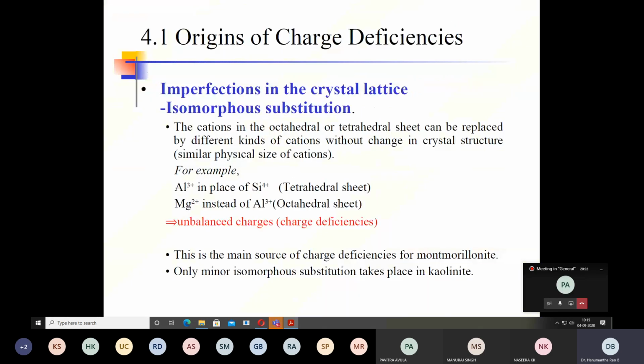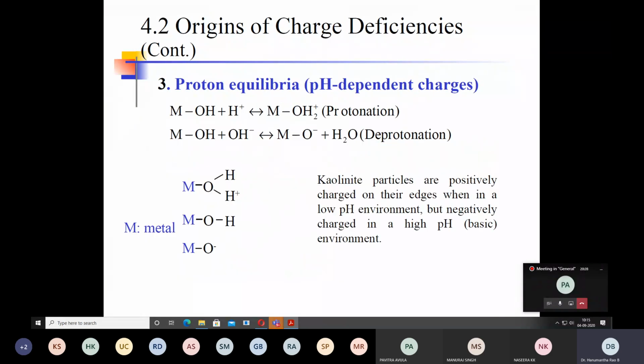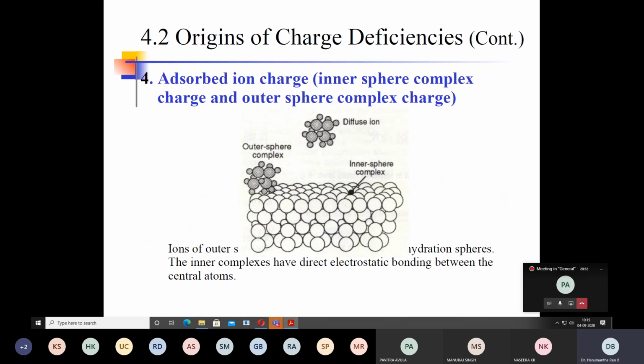So the first one is isomorphous substitution. I repeat, the second one is broken edges, and the third one is protonation when there is a change in the pH, and the last one is adsorbed ion charge. So these four phenomena cause charge deficiency on the clay particles.